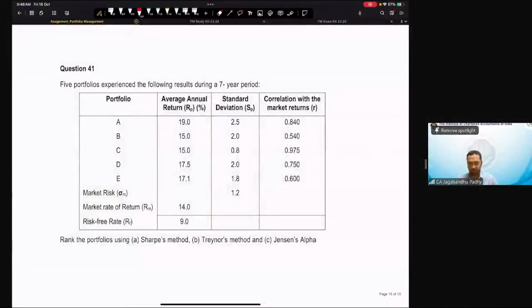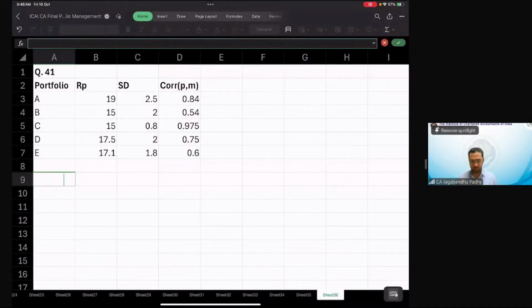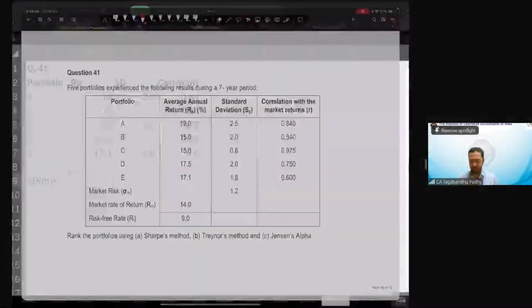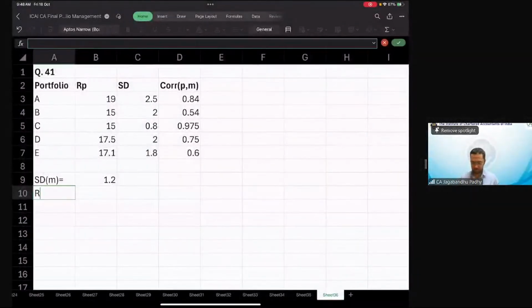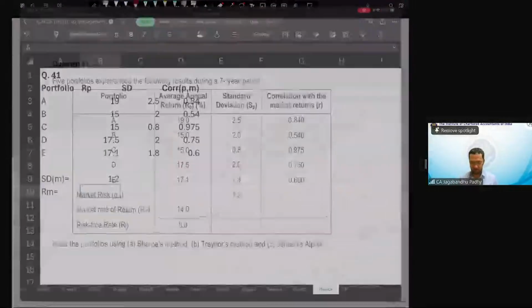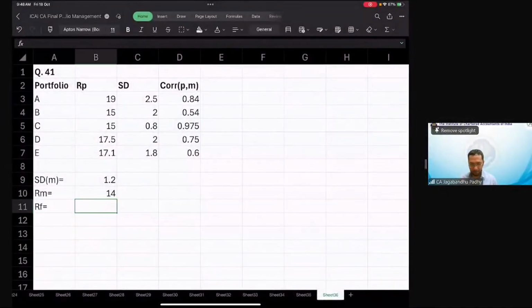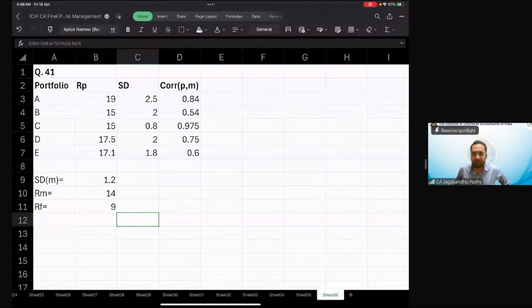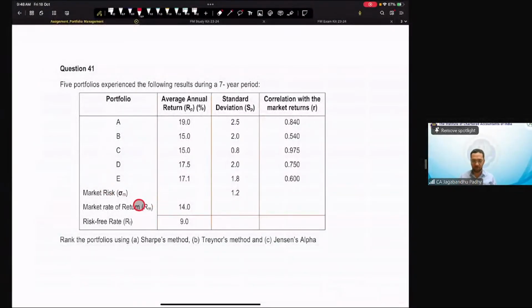We have been given additional information that the standard deviation of the market is 1.2. Market rate of return, RM, is 14. The risk-free rate is given as 9. Okay, so now based on this, we can definitely calculate the Sharpe ratio, Treynor ratio, and the Jensen's alpha.